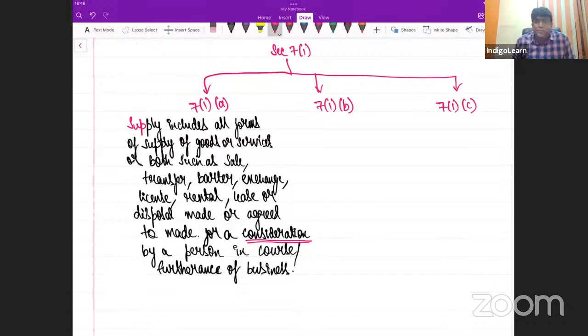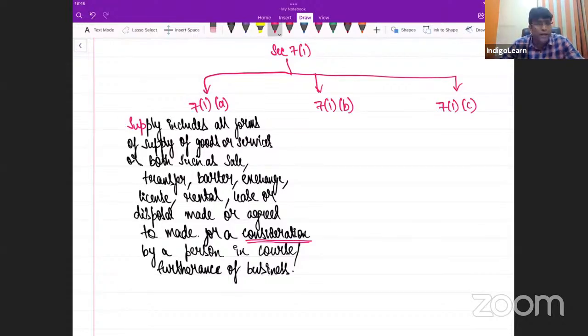Kindly respond in the chat box. I'm waiting for your answer. Yeah. So supply includes all forms of supply of goods, services or both, such as sale, transfer, barter, exchange, license, rental, lease or disposal, made or agreed to be made for a consideration by a person in the course or furtherance of business.